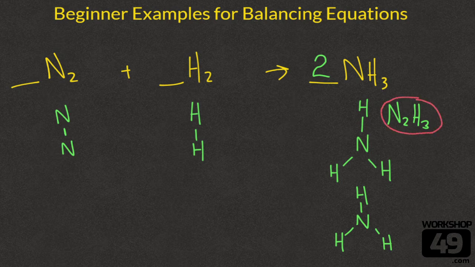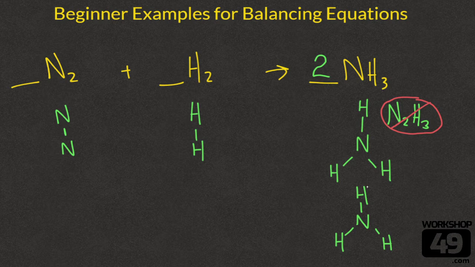That's literally cheating. You cannot change what we're building. You're only allowed to change the amount that we're building. By changing this to N2H3, you're building a totally different little block. We can only build NH3s. By adding a second NH3, we can count the number of H's on the right.